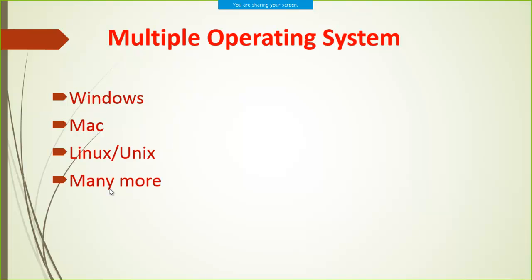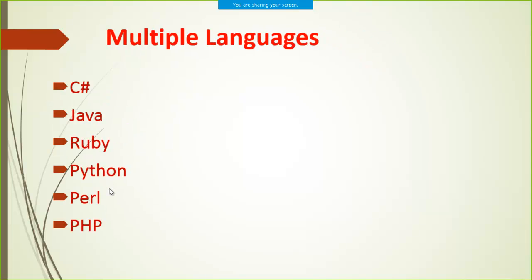Now if you have to use this tool, you'll have to write your code in some language. For example, you can write the Selenium code in C#, Java, Ruby, Python, Perl, PHP, and all of these. So these are some of the languages which Selenium supports. Now coming over to the components of Selenium. Selenium is made up of four components. The first component is the IDE.